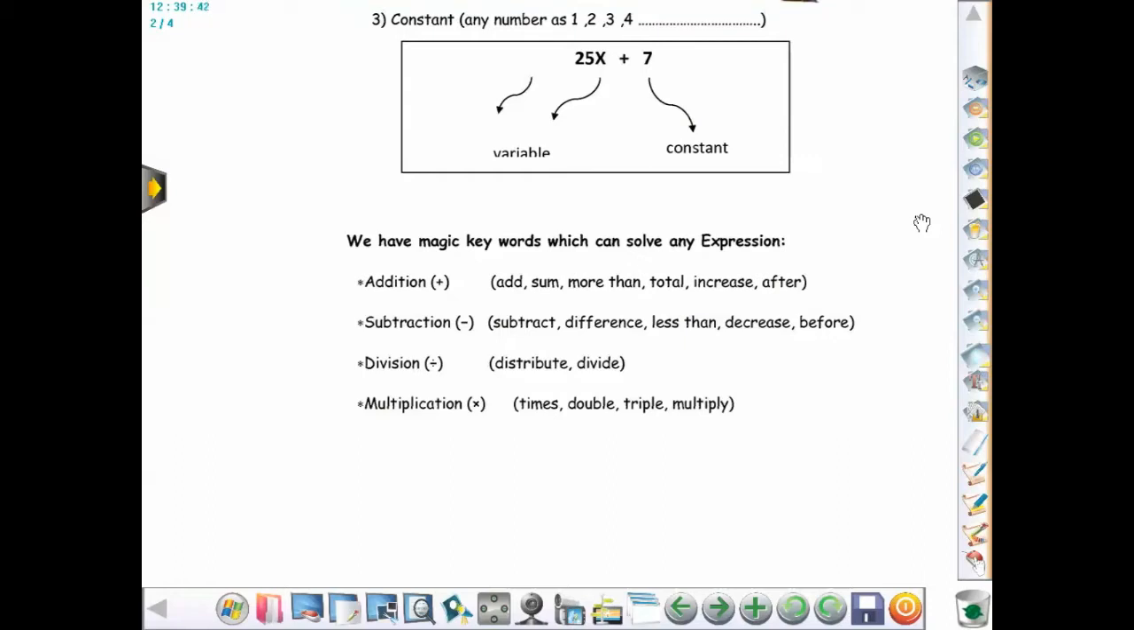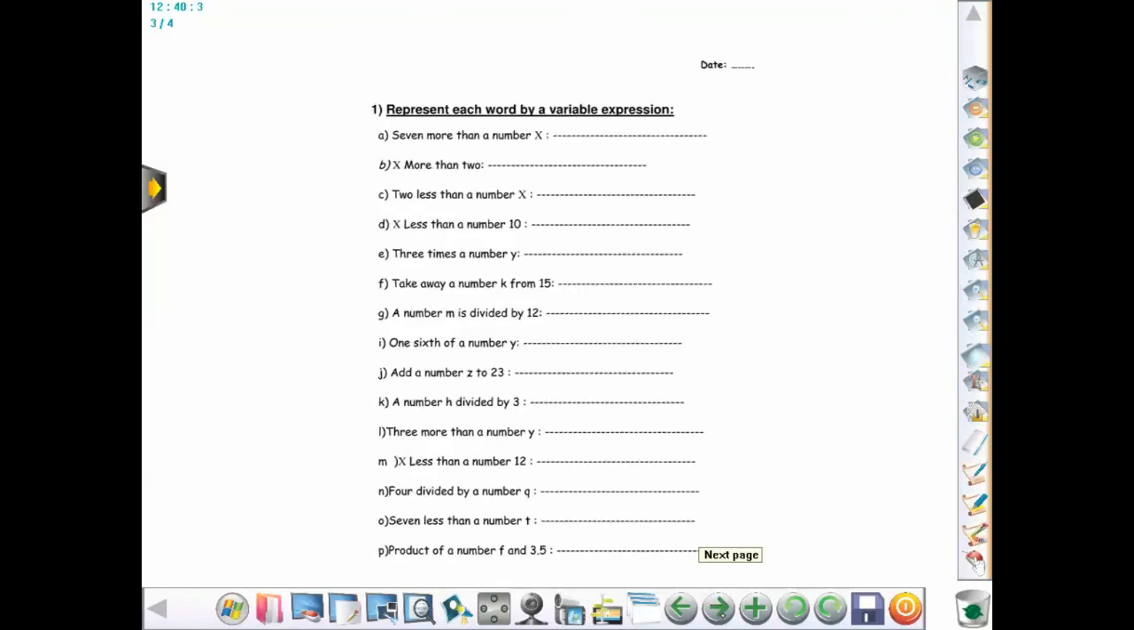If we have the word distribute or divide, which means we will use the division operation. If we have the word times, double, triple, or multiply, which means we will use the multiplication operation. Let's solve together to make it easier. Okay, go to the next page.